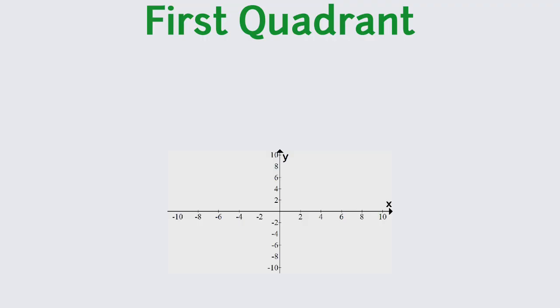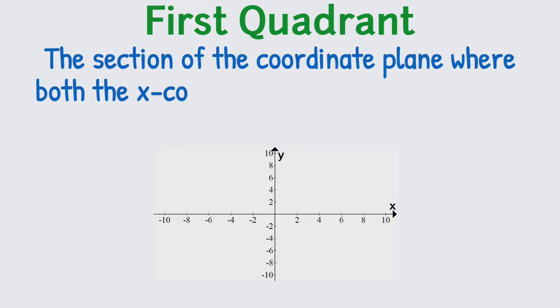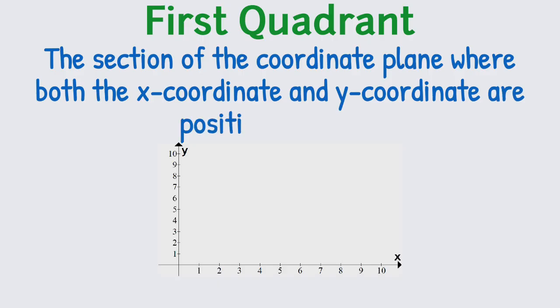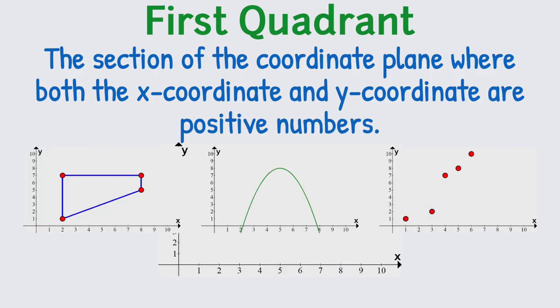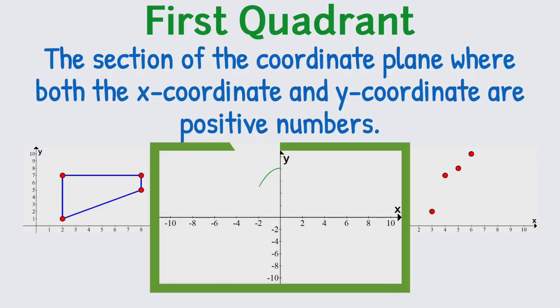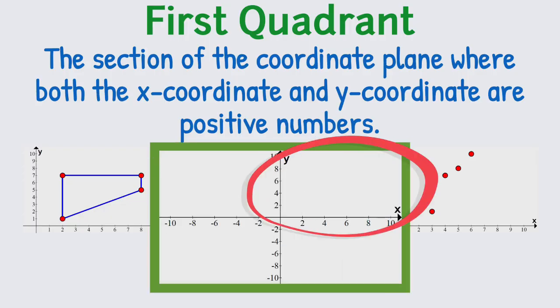First quadrant. The section of the coordinate plane where both the x-coordinate and y-coordinate are positive numbers. A lot of work takes place in the first quadrant. Think of it as the upper right section of the coordinate plane, where all locations are described with positive numbers.